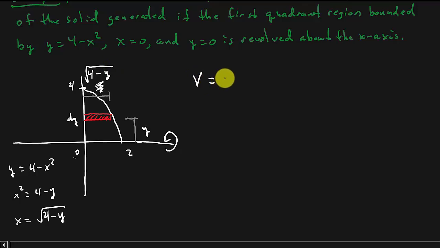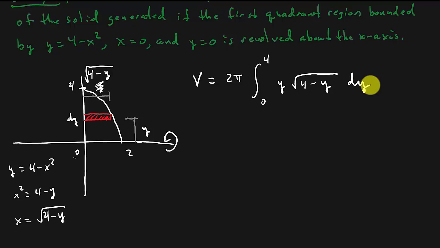And so the volume is not pi. It is 2 pi, integral 0 to 4, and that's going to be the radius times the height, 4 minus y, square root of 4 minus y, times the thickness dy. All right, now look at this. How in the world do we integrate that?